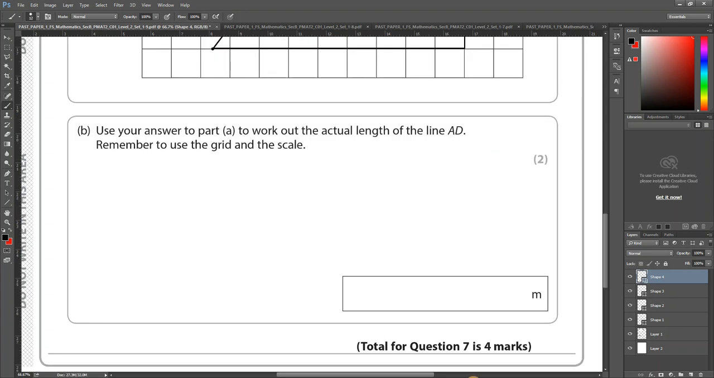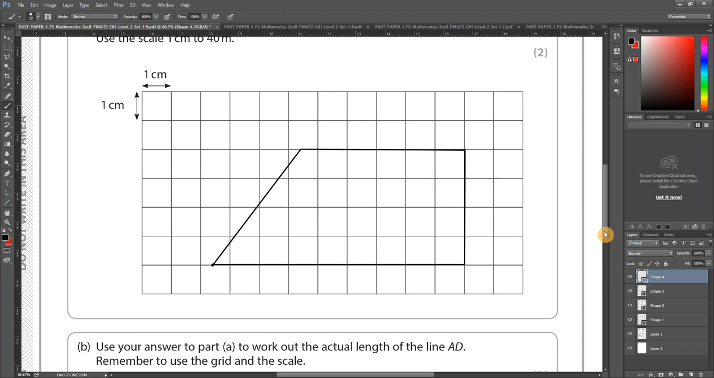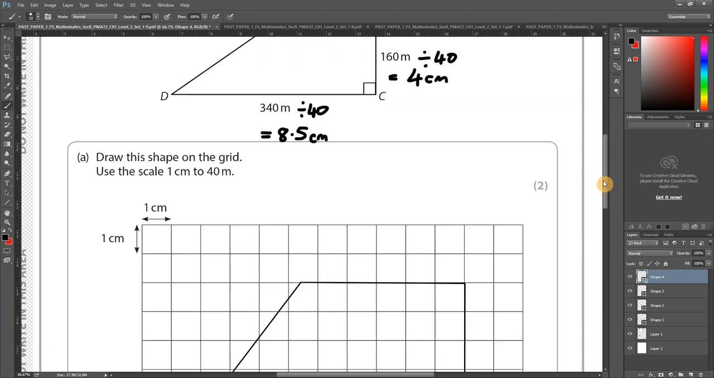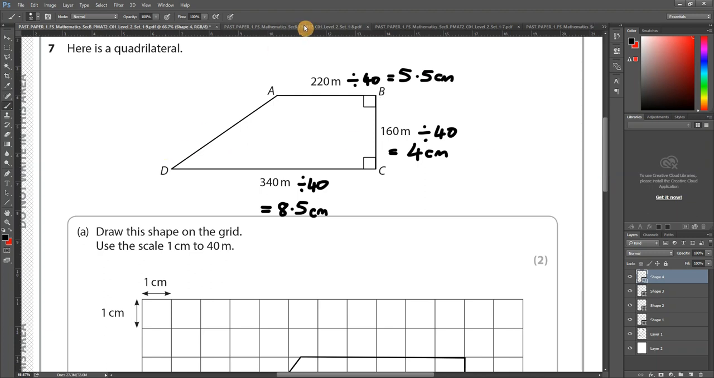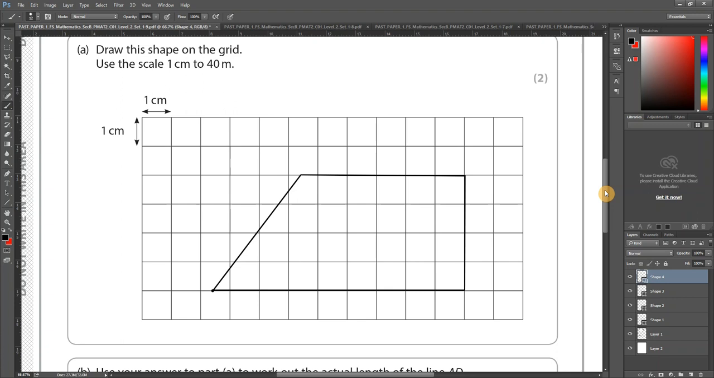Part B says, use your answer to part A to work out the actual length of the line AD. Remember to use the grid and the scale. So obviously, you're going to have to use your ruler to measure AD. Well, AD was this diagonal here. So you're going to have to use your scale drawing here and measure it. I wouldn't count the squares, it's not going to be accurate. So I would measure it.